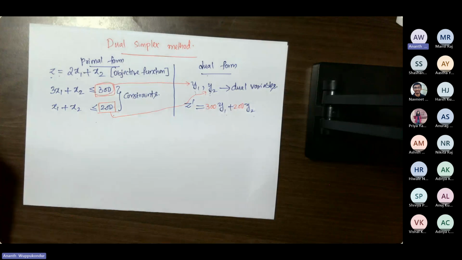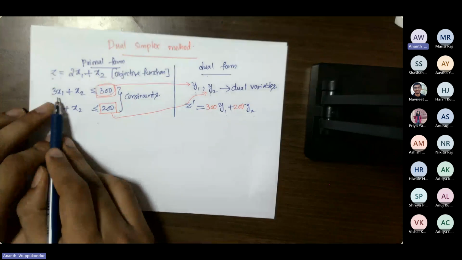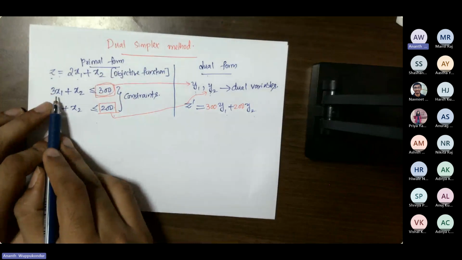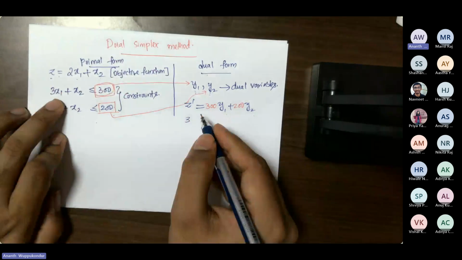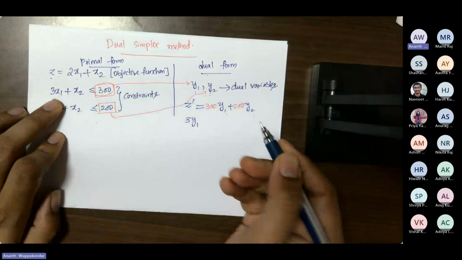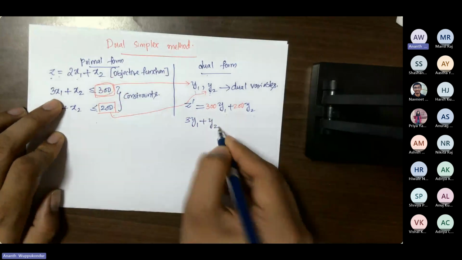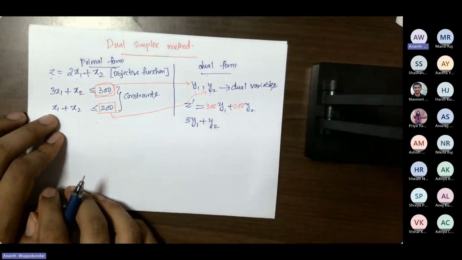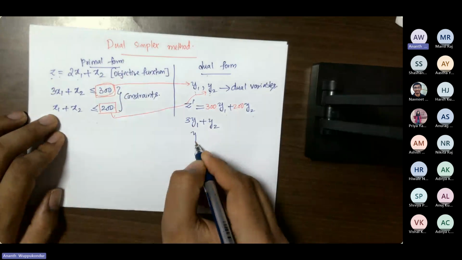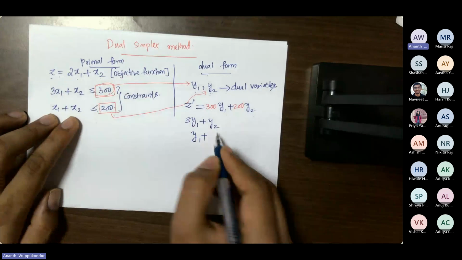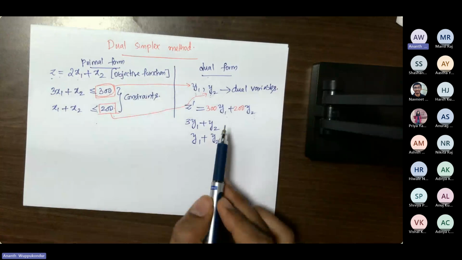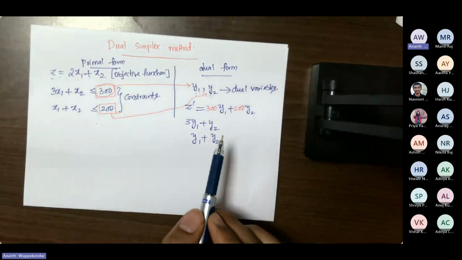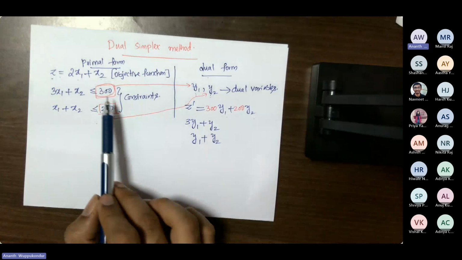Now we also need to frame our constraints. If you look at this constraint, we have 3x1 plus x2. So I have 3, and instead of x1, it is going to be y1, and instead of x2, it is going to be y2. Now if I look at the equation below, it is x1, so I write it as y1, plus x2 is replaced by y2. Now what about the right hand side? On the right hand side, here we have 300, here we have 200.